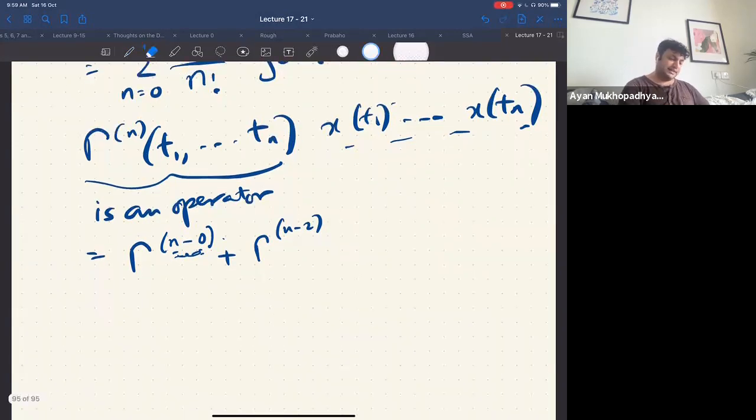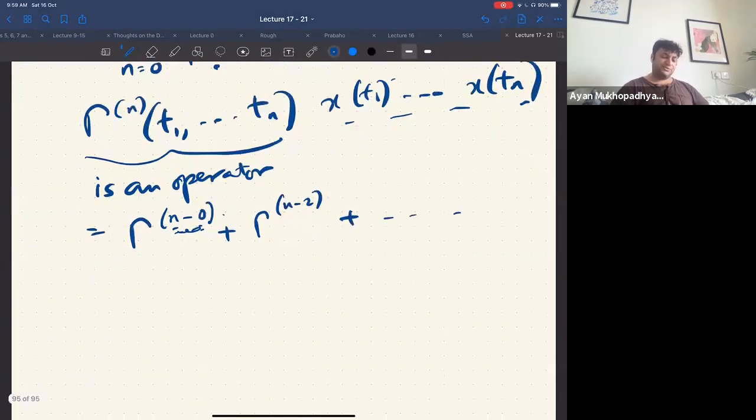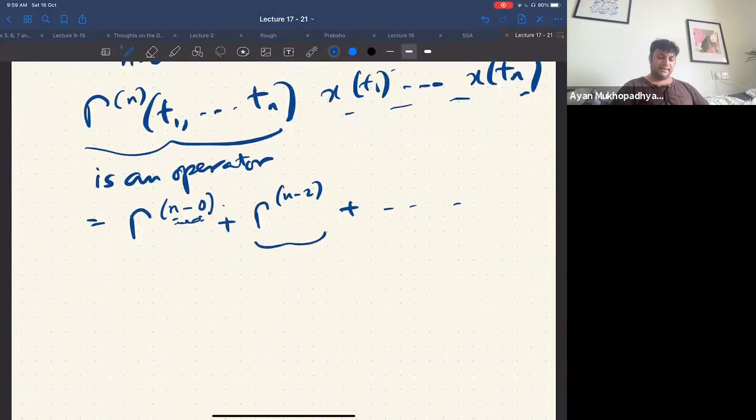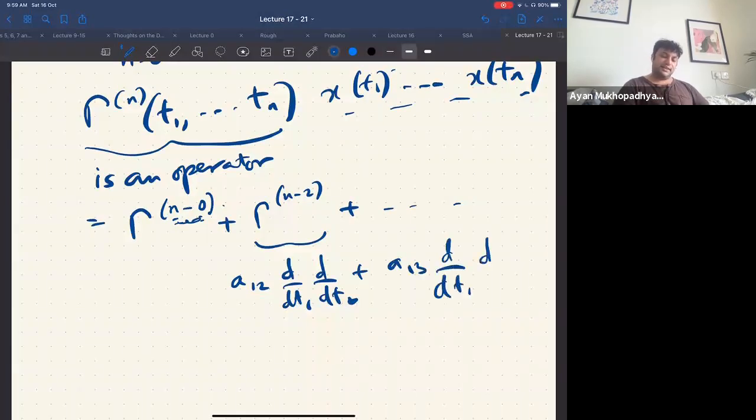Let me just simply write in this way: gamma n2 and so on and so forth. Now gamma n2 would have this structure, which is say a12 d by dt1 d by dt2, right? And plus a13 d by dt1 d by dt3, and like this, all possible such. So there will be nC2 such possibilities, right? Because it will have two derivatives, all right? And it can act on any two of these x's.